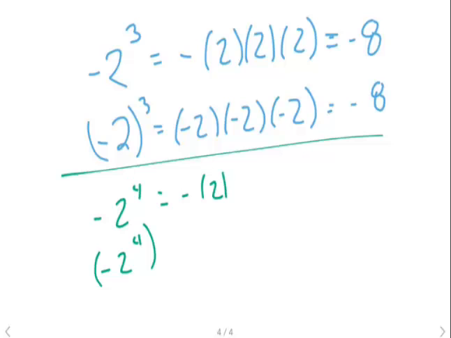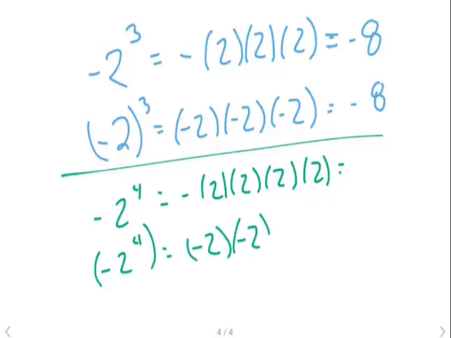So this is -2 times 2 times 2 times 2. This is negative 2 times negative 2 times negative 2 times negative 2. This top one will end up being negative 16 because you do all the 2 times 2 times 2 times 2 business, then you put a negative out in front.